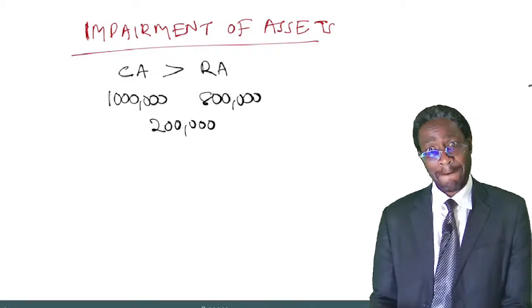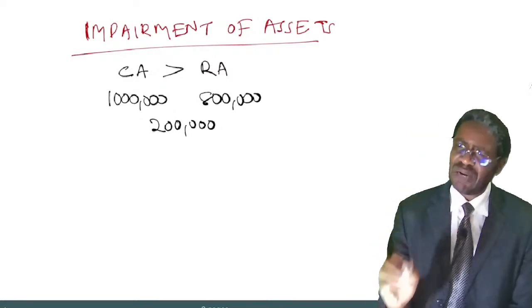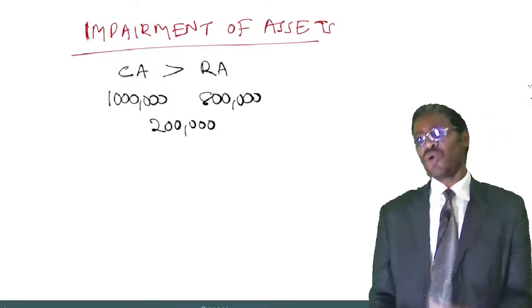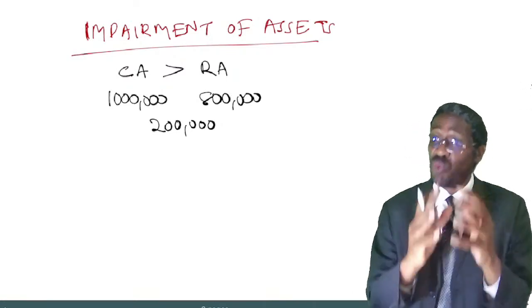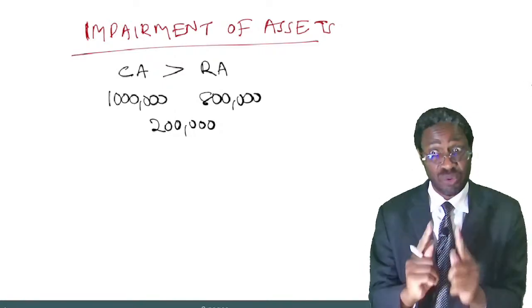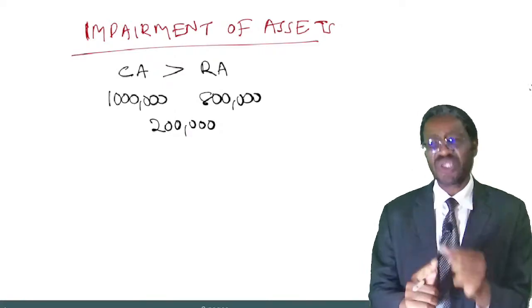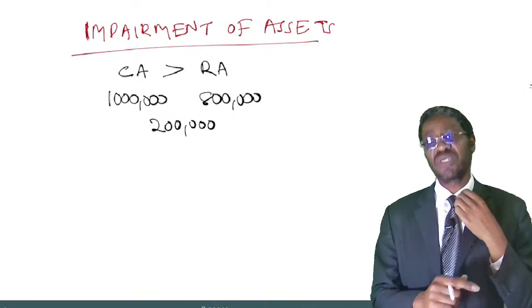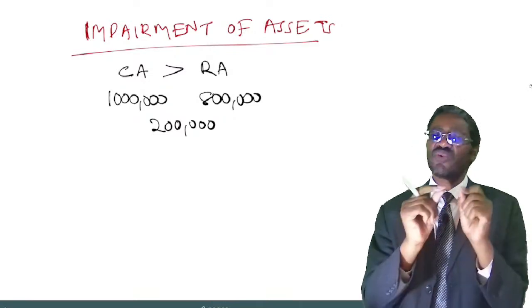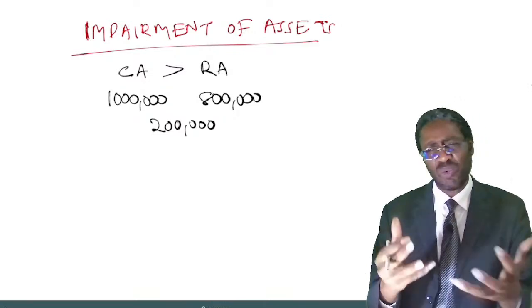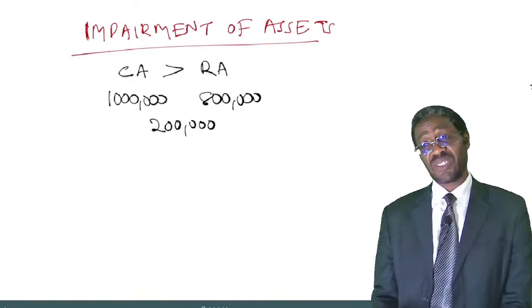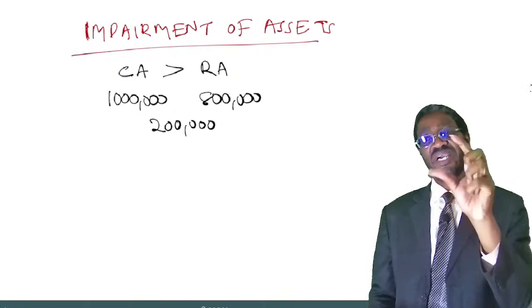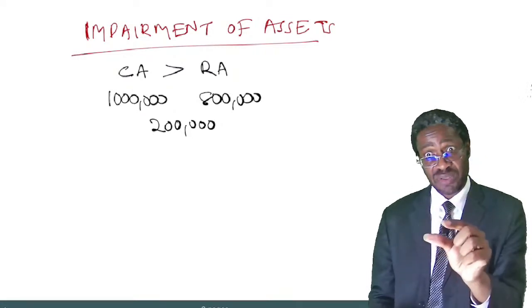Now listen. What is the carrying amount of an asset? The carrying amount of an asset is the amount at which that asset appears in the books. In other words, it is simple. The net book value of your asset is what we call the carrying amount.